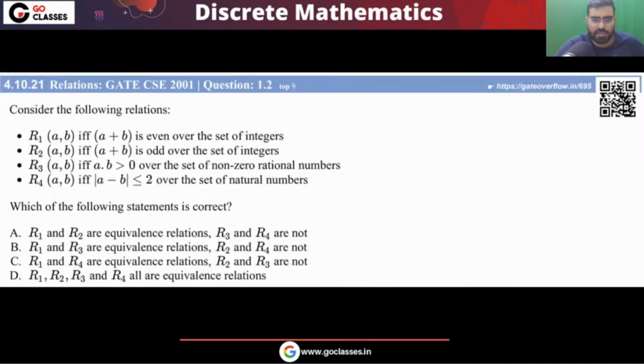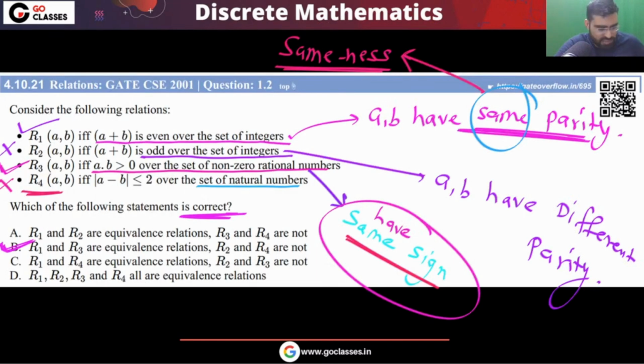So this is the concept of equivalence relation, and this is a very beautiful question actually. You can easily solve it: R1 and R3 are talking about sameness, R2 is talking about differentness, and R4 is not transitive. So the answer will be R1, R3 are equivalence relations and the remaining are not. This is the analysis that we have done. A lot of analysis we have done in this session.